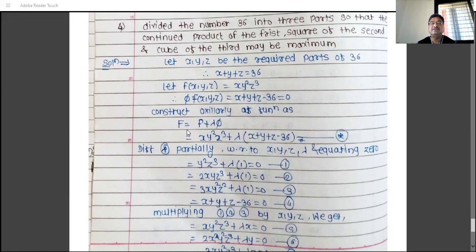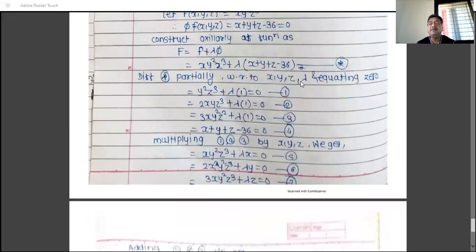This remaining part is similar to the previous example. This is actually a 3 variable function. The capital F is equal to small f plus lambda into phi. Then differentiate partially with respect to x, y, z, lambda and equate with 0. So these are the derivatives. Don't write the equal to sign.